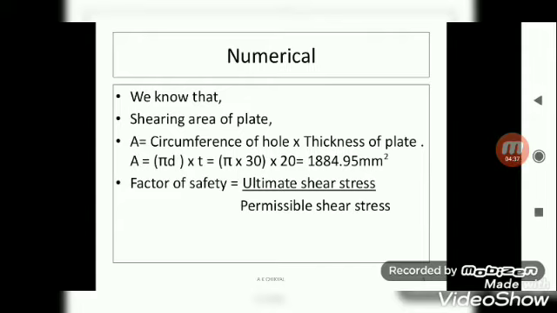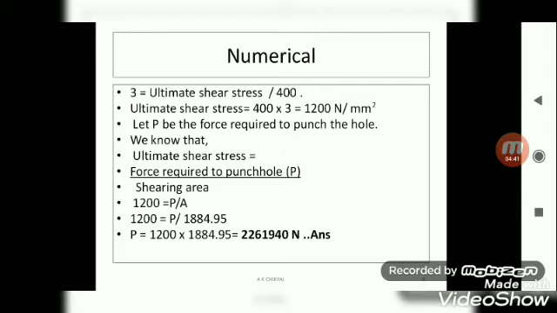Now ultimate shear stress is equal to factor of safety into permissible shear stress. Factor of safety is 3, permissible shear stress 400, which comes to be 1200 Newton per mm square. So here we have found ultimate shear stress. Now we have to find out the force.